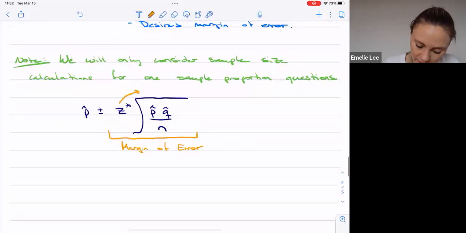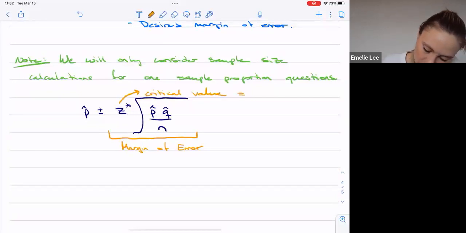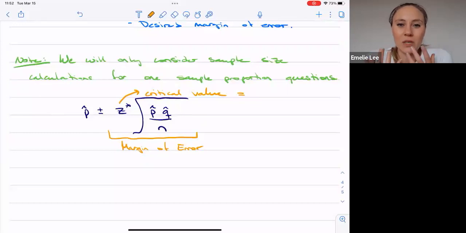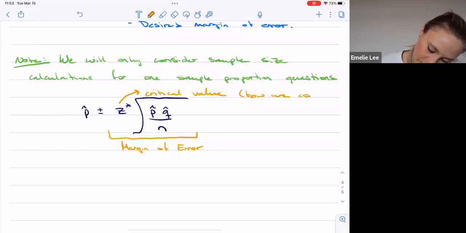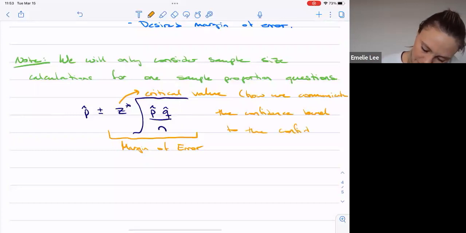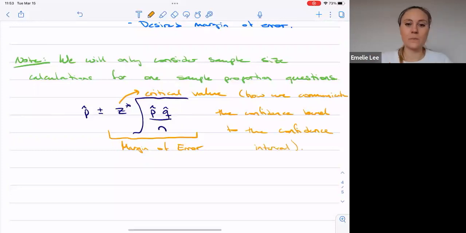And z star is your critical value, which is how we communicate the confidence level, right? The critical value is how we communicate the confidence level to the confidence interval. Right?